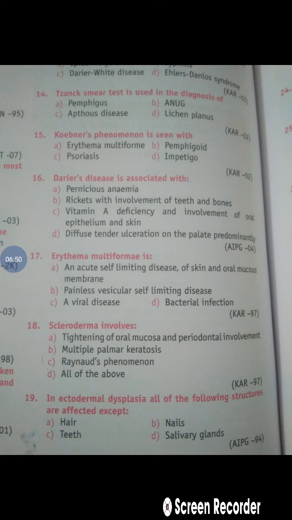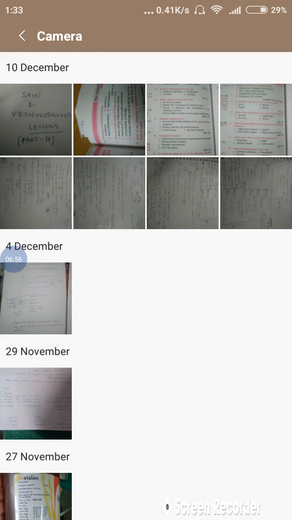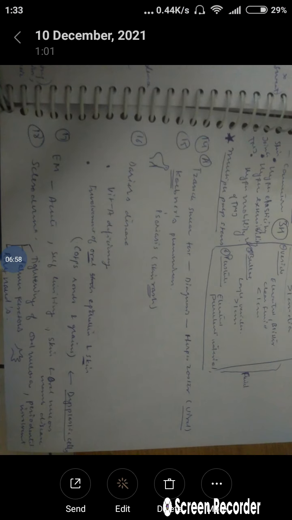Scleroderma is related to three things: tightening of oral mucosa, multiple palmar sclerosis, and Raynaud's phenomenon. You can also see here, I have written it below, that is tightening of oral mucosa, periodontal involvement, palmar keratosis, and Raynaud's phenomenon.